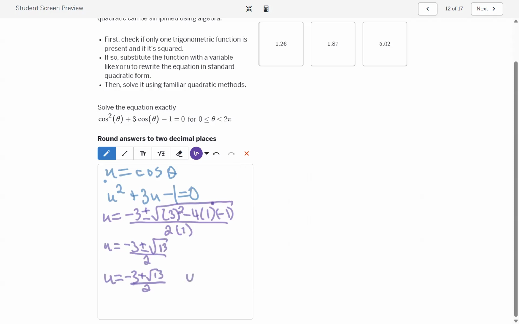Now we just did a whole lot of work. We're only halfway done. So now I need to know what those decimals are. So -3 plus square root of 13 all over 2. And my calculator was being a smartass, and it was like, here it is, it's what you typed in. No, I want the decimal.